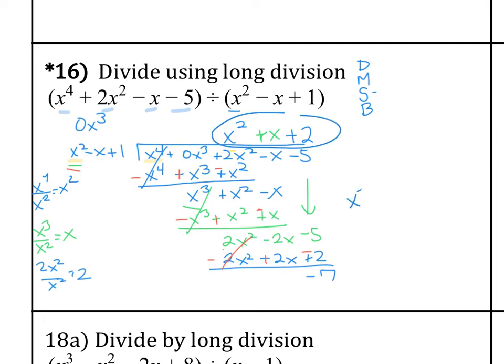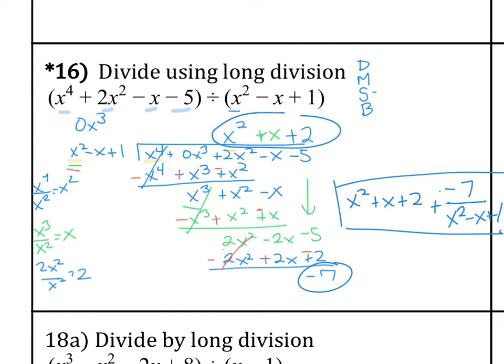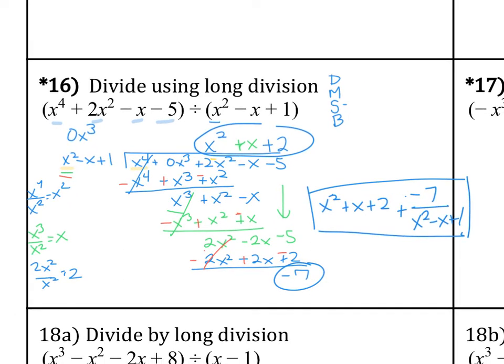So we have x cubed plus x plus 2, and then plus the -7, the remainder over the divisor, x squared minus x plus 1. Okay? And so that is how you do long division, and that is how you write the final answer.